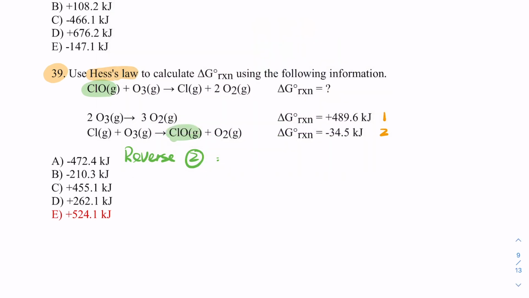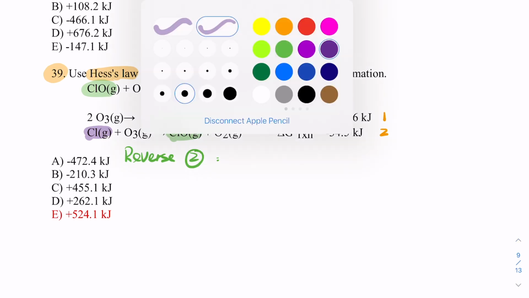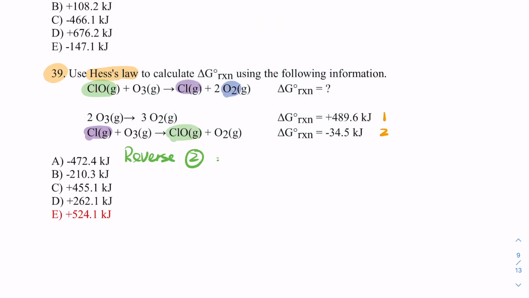What else do I have? Cl only appears in equation 2. I want it to be a product, not a reactant. Reversing equation 2 also gives me what I want for Cl, so that's good. The last thing is oxygen, which appears in both equation 1 and equation 2, a little complicated like ozone, so we'll think about it in a minute. Let's reverse equation 2, and we get two things as we wanted.